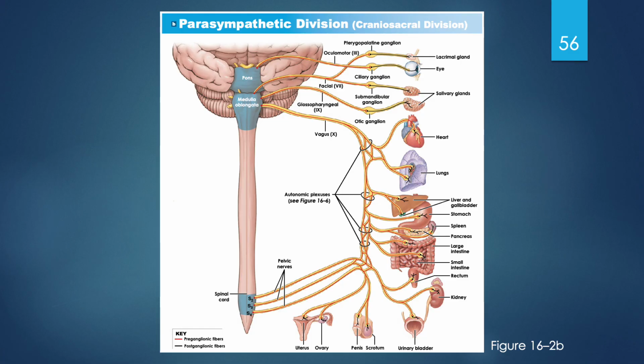Again, in figure 16.2, you can see how the parasympathetic division is the craniosacral division as opposed to the thoracolumbar sympathetic division. And you can see the facial nerve, the glossopharyngeal, the vagus, as well as even up top, the oculomotor nerve, and how those innervate various portions of our body. And then all the way down at the sacral component, you can see arising off of S2, S3, and S4 are pelvic nerves. And the pelvic nerves are all going to extend to everything ranging from our reproductive organs to our urinary bladder and even to our kidneys as well.